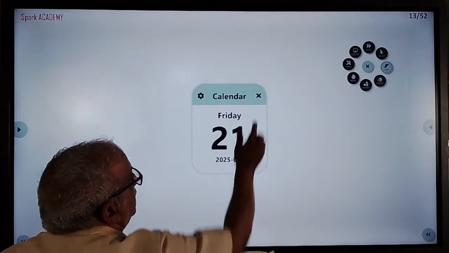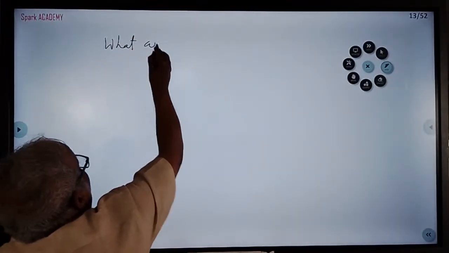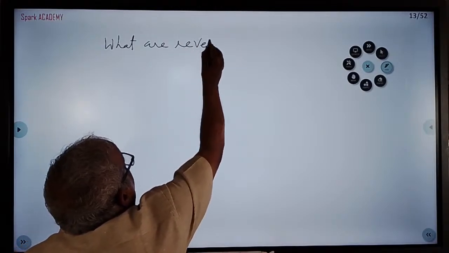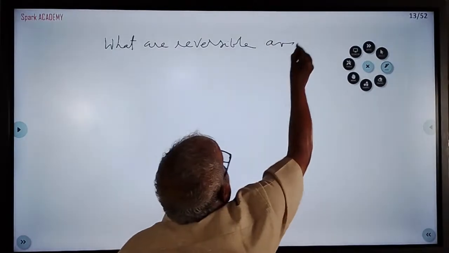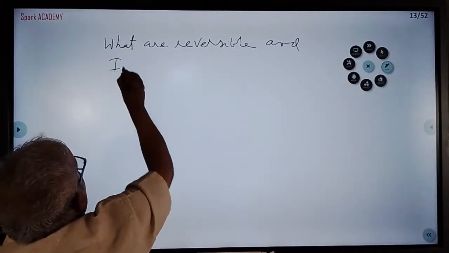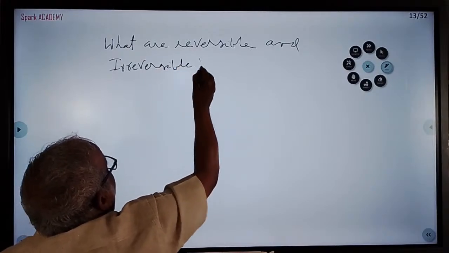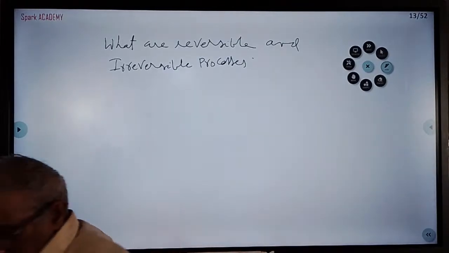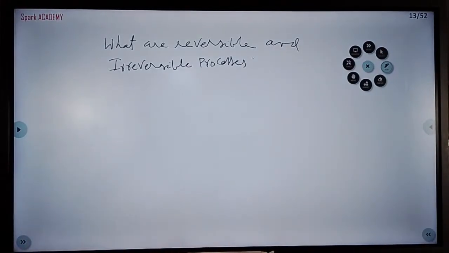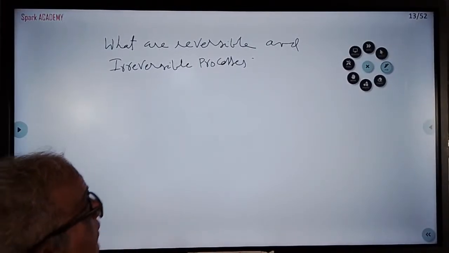What are reversible and irreversible processes? The Carnot engine, reversible process. Describe the working of Carnot engine.